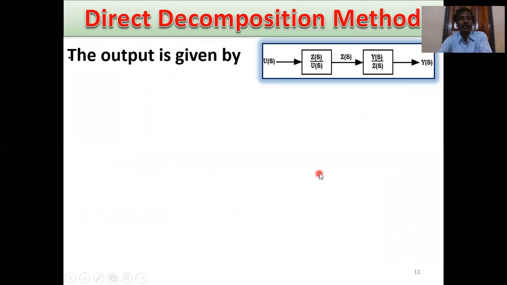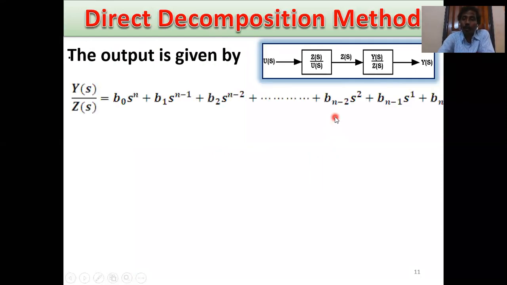The output is given by, so second part, Y(s) by Z(s). What is the second part? Already proved Z(s) by U(s).